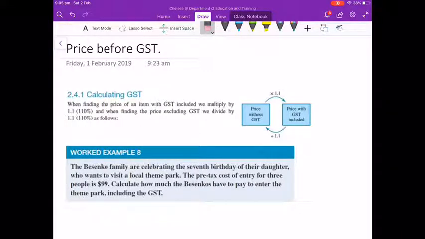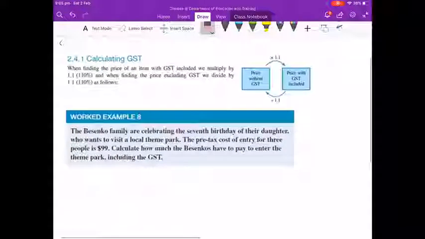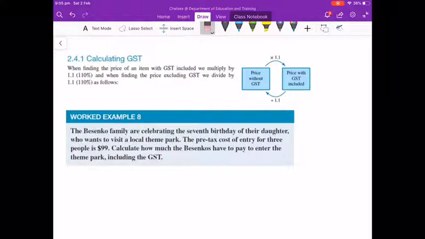Today we're looking at pre-tax GST, and I'm going to show you today how to add GST onto a product. Now GST stands for the Goods and Services Tax, and that was introduced by the Australian government. And what they do is they add an additional 10% onto any good or service, and that money goes to the government.